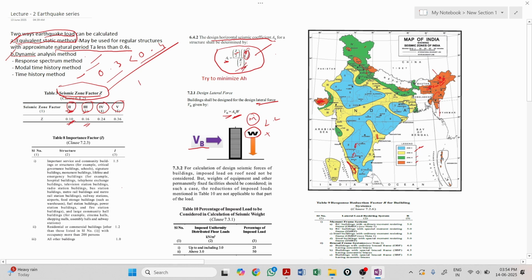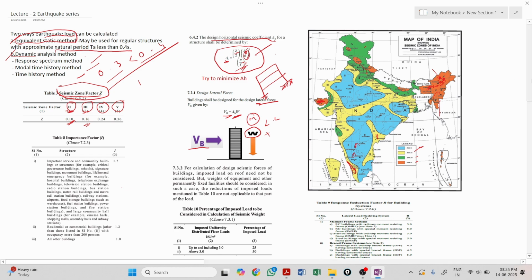Now it comes to the reduction factor. What is the reduction factor? If the material and the building are very good, heavier, and have good strength, all those things matter. If that is there, the reduction factor will be more. That is something we can say. R, the reduction factor, is like the strength of the material and the building.